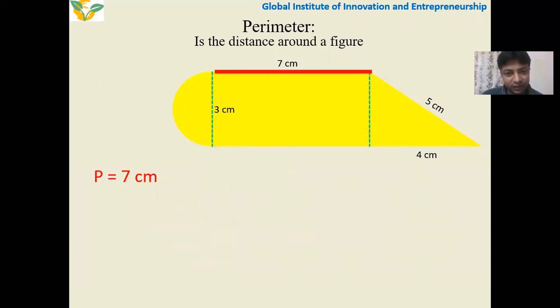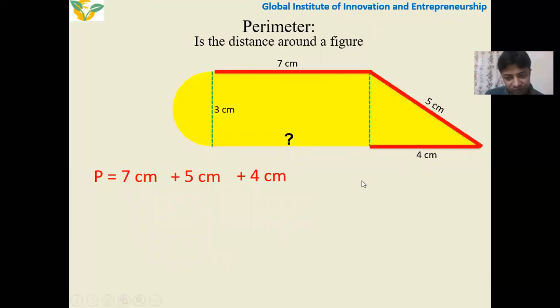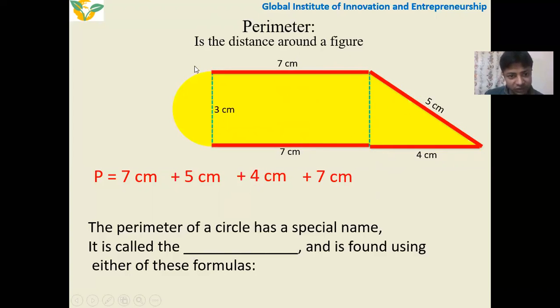How will you calculate in this case? Now this is 7 centimeter. This is 5 centimeter. You will add 5 plus 7. This is 4 centimeter. You will add this 4 centimeter. But you don't know this distance. So how will you calculate? You will draw parallel lines. This will come out to be 7 centimeter because this is a rectangular shape, so opposite sides must be equal. So this should also be 7, but you don't know this distance.